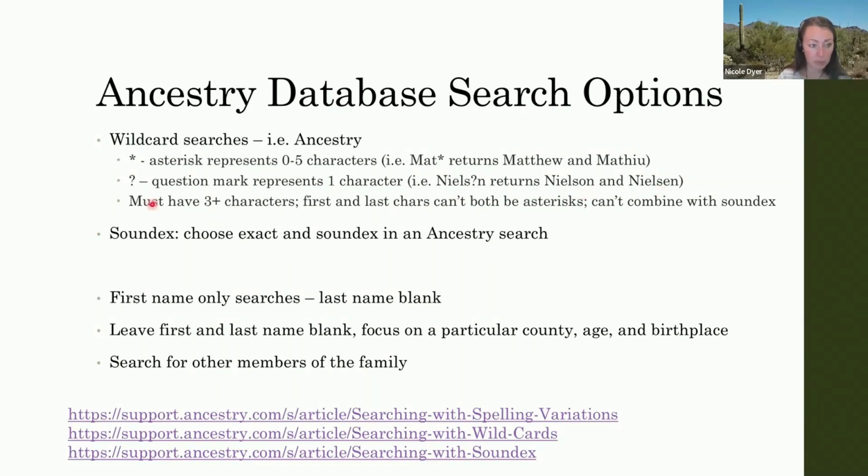One of the really important rules for using these wildcards is that you must have 3 characters. So if you are searching for a shorter name, it's not going to work very well. Like if you wanted to search for the surname Lee and you only put in LE and then an asterisk, it won't work because you have to have 3 or more characters first for the wildcard search to work. Also, the first and the last characters can't both be asterisks. So you have to either put the asterisk at the beginning or at the end or in the middle, but it can't start with an asterisk and end with one. Also, you can't combine wildcard searching with Soundex. So you can do a Soundex search and then you can do a wildcard search.